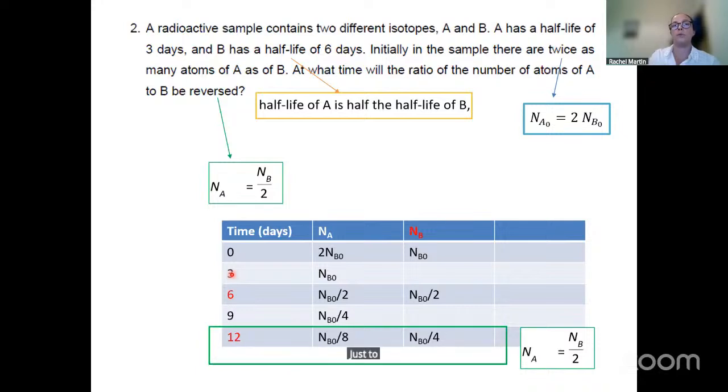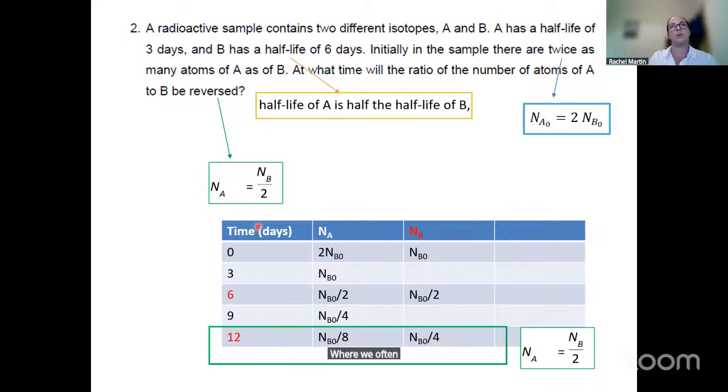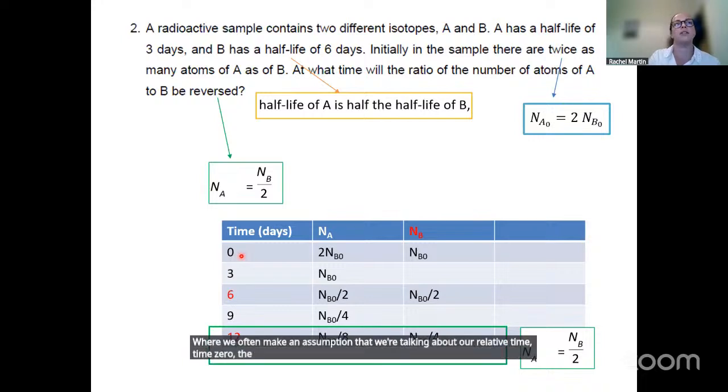Just to show on the board, and well done, lots of people said 12 days quite early on. I did spot quite a few 9 days, and I think that's just forgetting to set your original rule at time 0. Especially if you haven't done this at A-level yet, and you last did this at GCSE, it's always important to think about where you're starting and how many atoms you have at the start, where we often make an assumption that we're talking about our relative time, time 0, the start of this question.